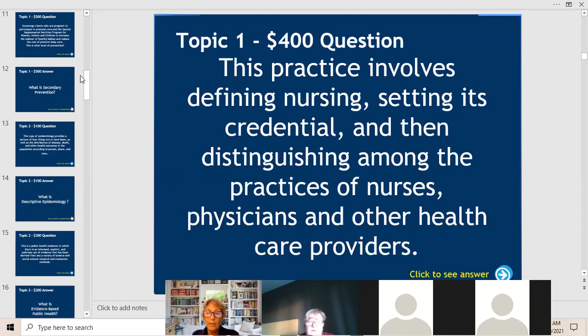Practice involves defining, so this is really defining our profession, defining nursing credentials, distinguishing nurses amongst other healthcare professionals. What is a healthcare role? Scope of practice. Oh, scope of practice, yeah. Okay. Right?